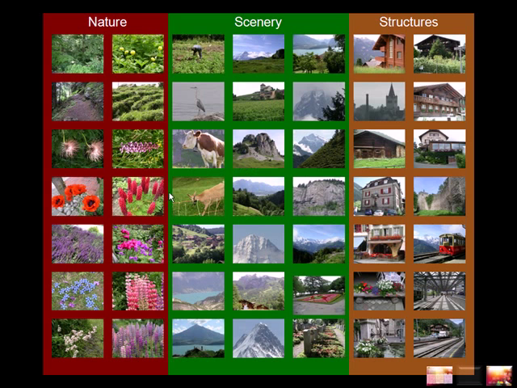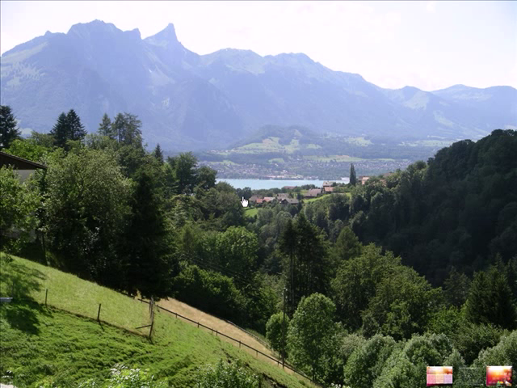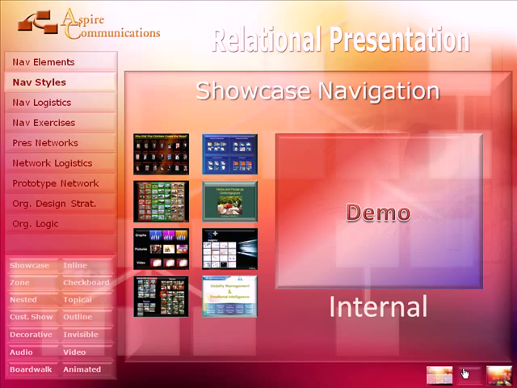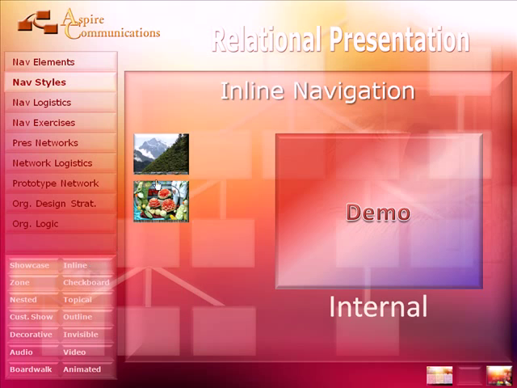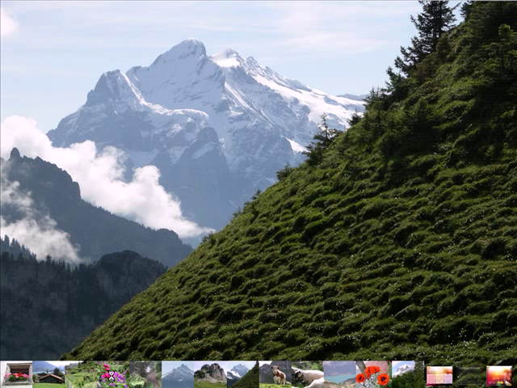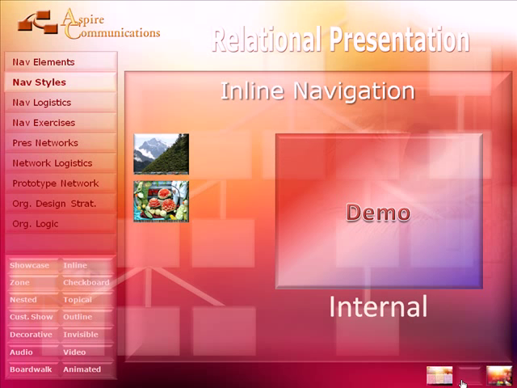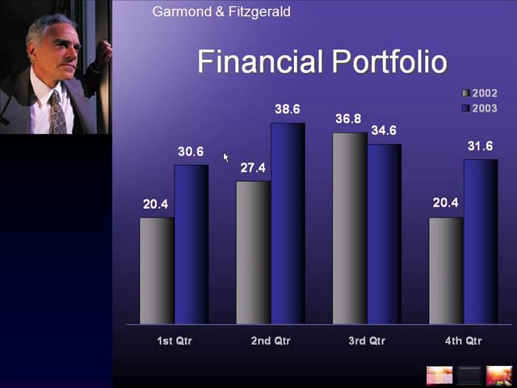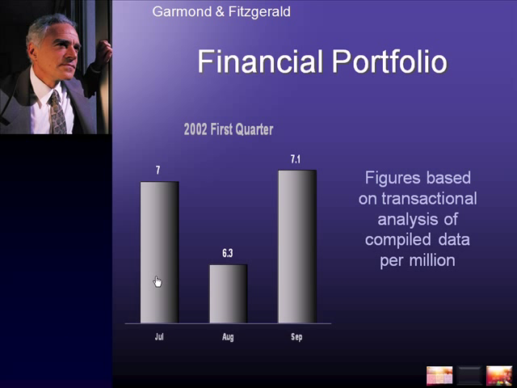For example, Showcase Navigation is a back and forth movement between a switchboard and content. Inline Navigation has a fixed menu that stays visible as topics above change. Zone Navigation uses the slide's visual design as a basis for link location. If I displayed this graph and you said, "How did you come up with those numbers?" I probably would click the bars to show the numbers behind the numbers, and the numbers behind those numbers.